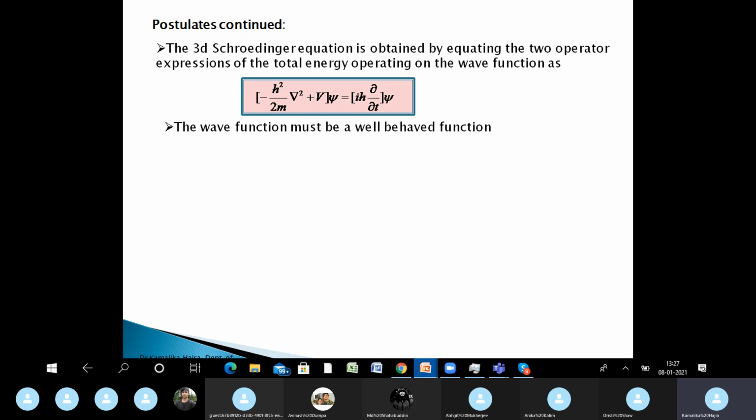Next, the wave function must be a well-behaved function. What are the conditions of being a well-behaved function? Finite, continuous, and single-valued. Psi and its first derivative in space must be finite, continuous, and single-valued.